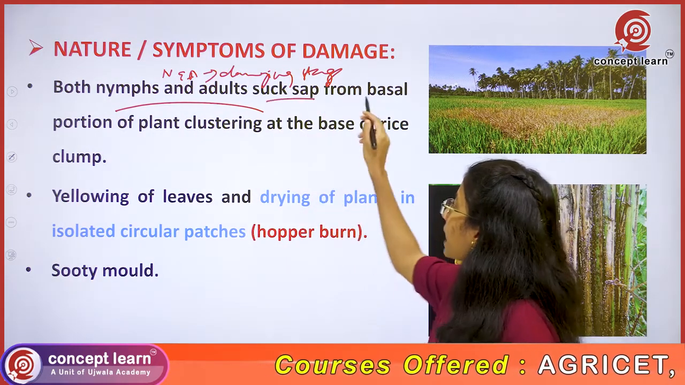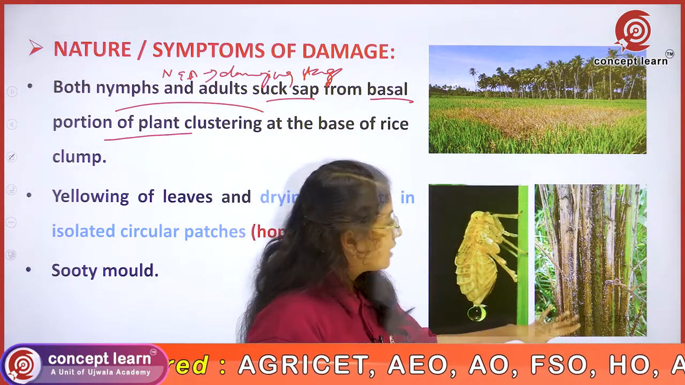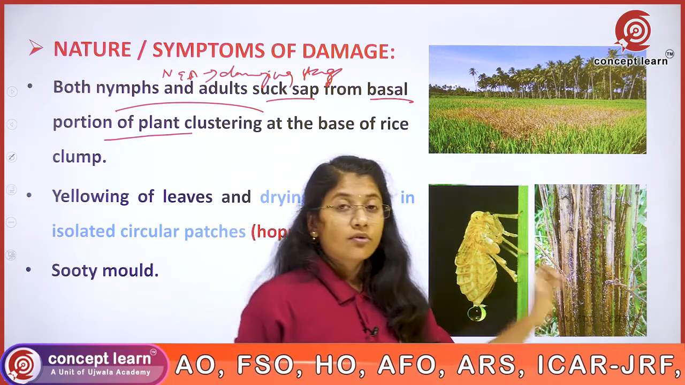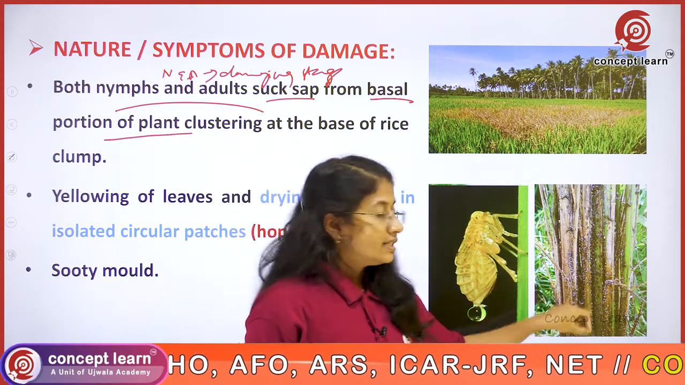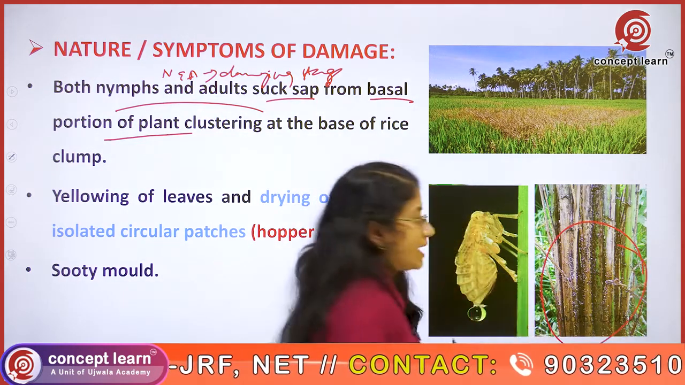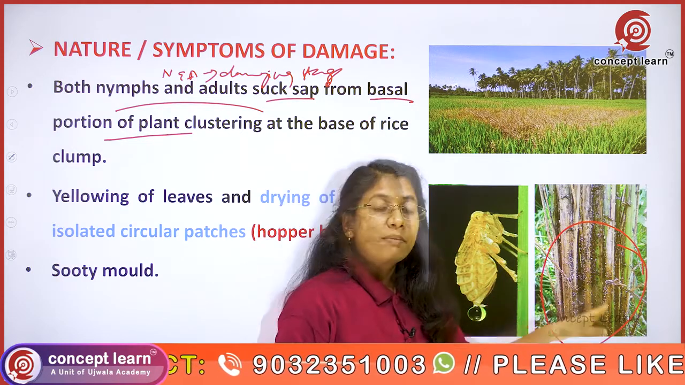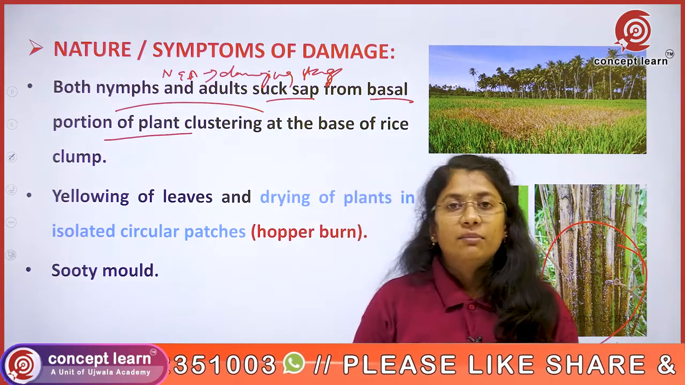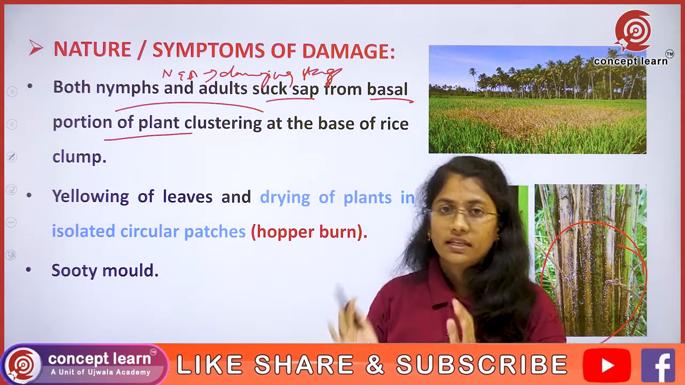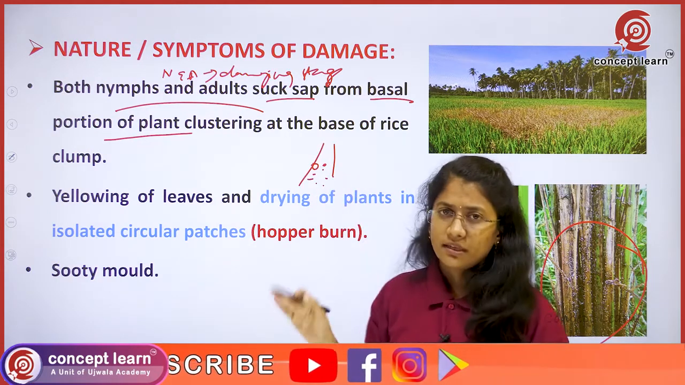They suck the sap from the basal portion of the plant. Whenever you look in the field towards the basal side, you can see a large number of small white colored insects situated at the basal part. This is the basal region of the paddy plant where you can see several white colored insects. These are nothing but the brown plant hoppers. They cluster, in groups, in large numbers at the base of the plant. Both the nymphs and the adults suck at the base of the plant.